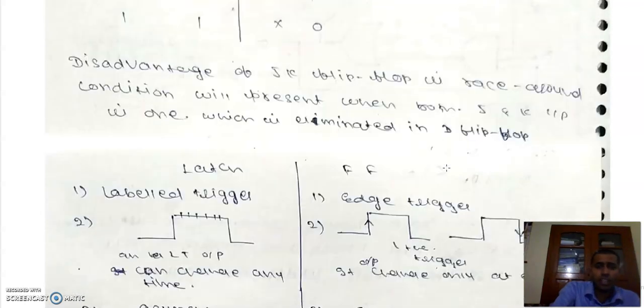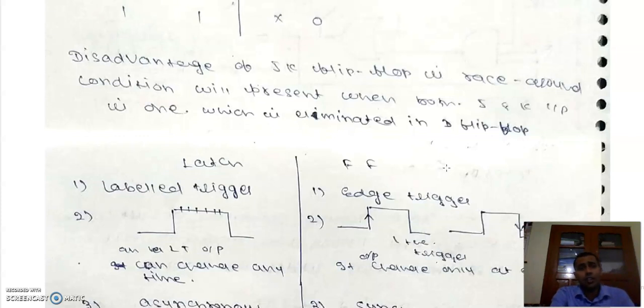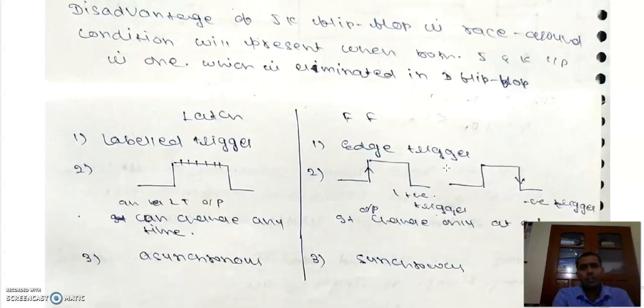Now we will see the disadvantage of the JK flip-flop. The disadvantage of the JK flip-flop is that the race around condition will be present when both J and K inputs are 1, which is eliminated in the D flip-flop. We will see the D flip-flop later on, and also we will see the race around condition after some time. Now, the difference between latch and flip-flop.